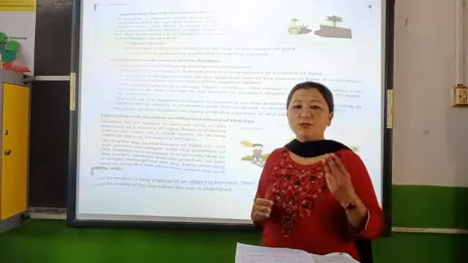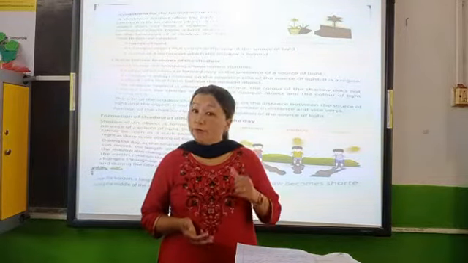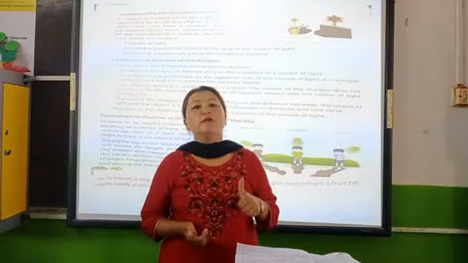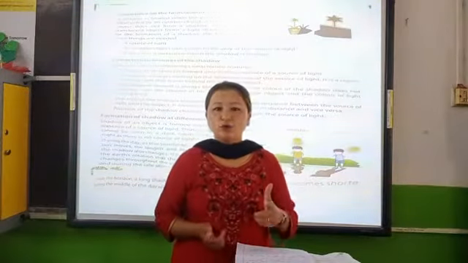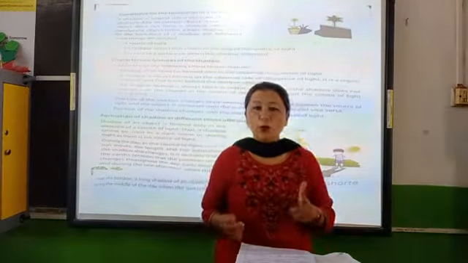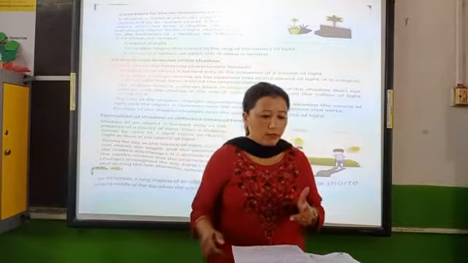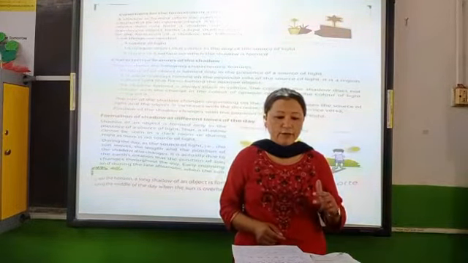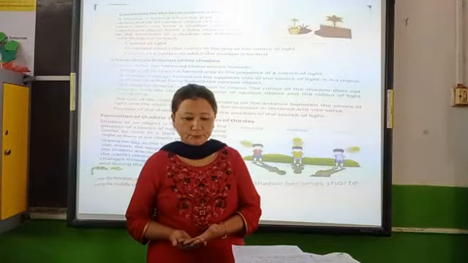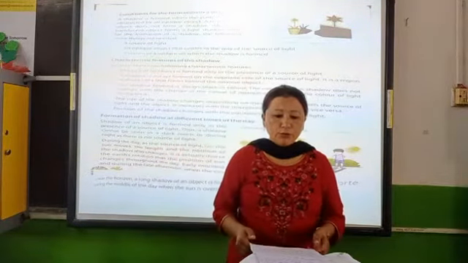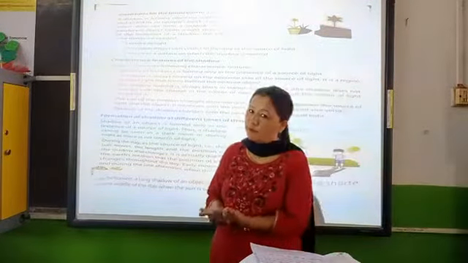So what are the three things needed for the formation of shadow? First, a source of light. Second, an opaque object which blocks the source of light. And third, a screen or a surface on which the shadow is formed. So you just learned some interesting facts about shadow.